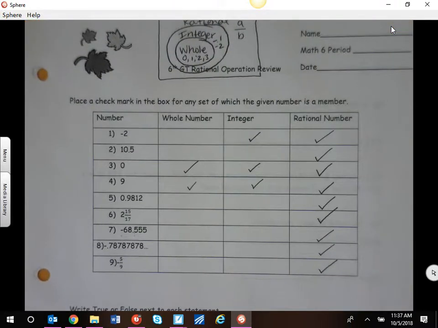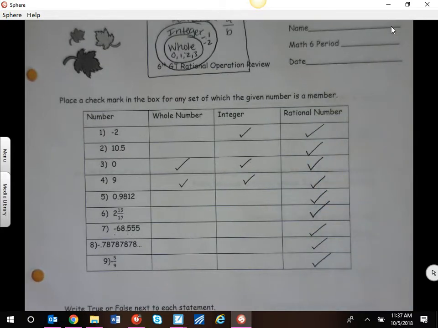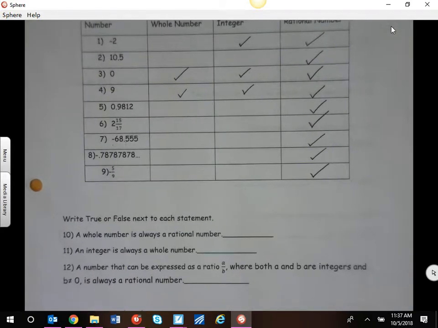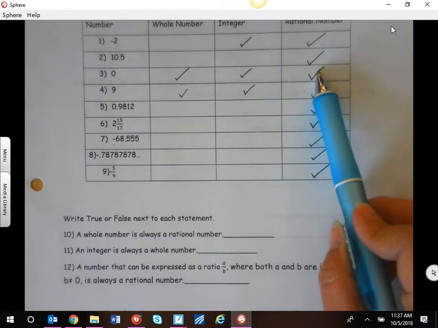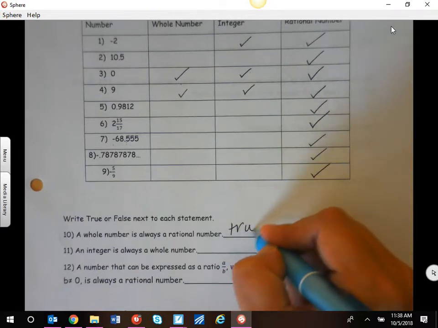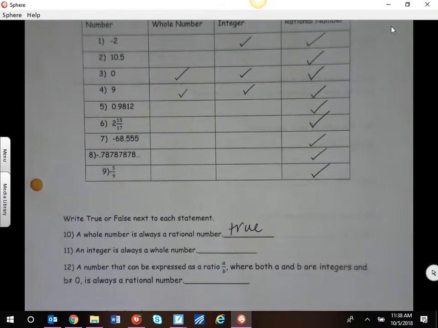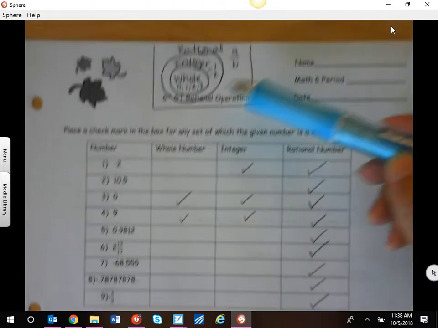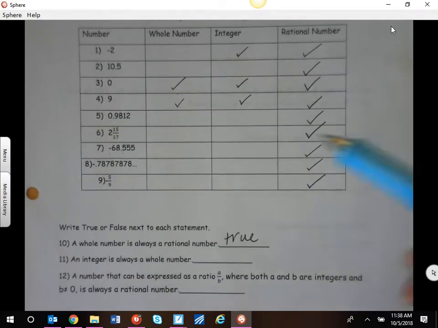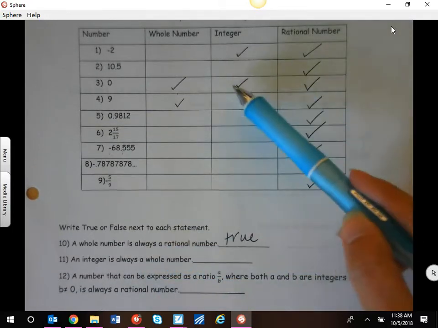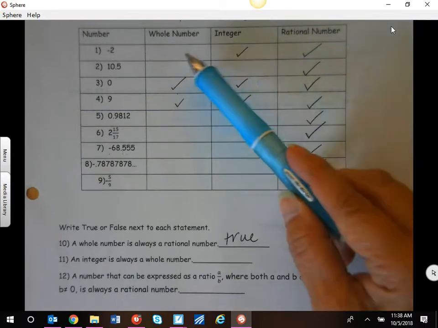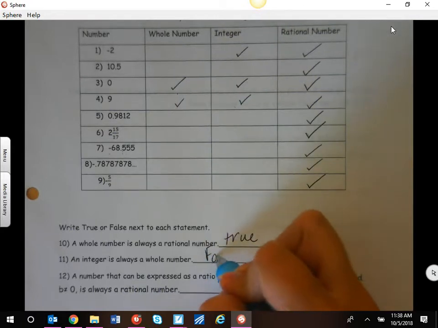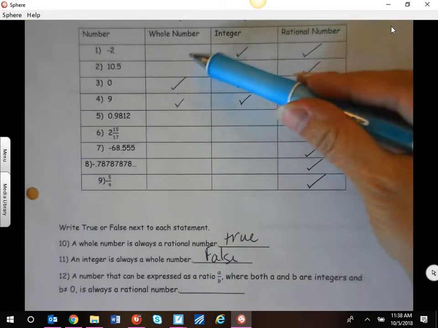Then on your true-false, you kind of wanted to review this chart up here. It says a whole number is always a rational. Well, we had 2 whole numbers. Were they also rational numbers? Yes, a whole number will always be a rational number because it is a subset of rational numbers. An integer is always a whole number. Well, these whole numbers are integers, but negative 2 was an integer, but it was not a whole number, so this is false.